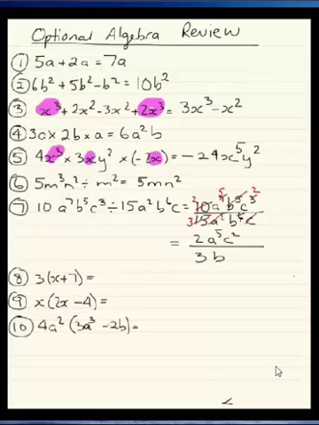The last thing we need to look at is expanding brackets. So whatever's in front of the brackets multiplies everything inside your brackets. So 3 outside of x plus 7 becomes 3x plus 21. Same thing if it's an algebraic term in front. So x times 2x is 2x squared. X times negative 4 is minus 4x.